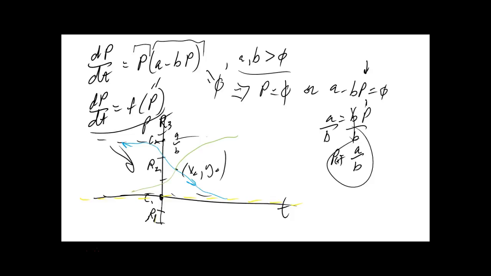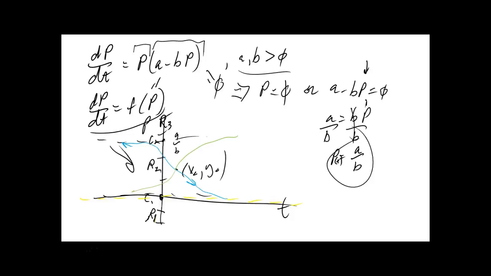Now t is going from minus infinity to positive infinity. The phase portrait shown in this figure tells us that p is decreasing in R1.